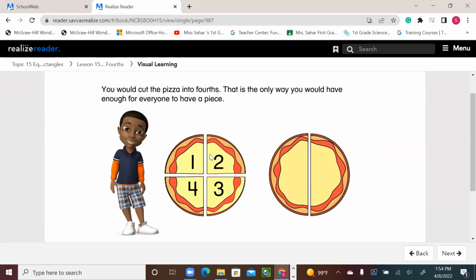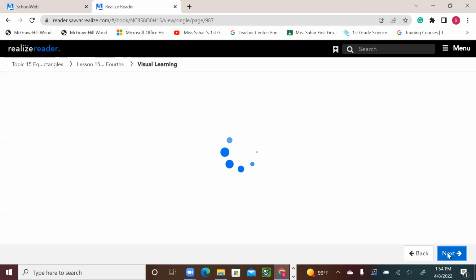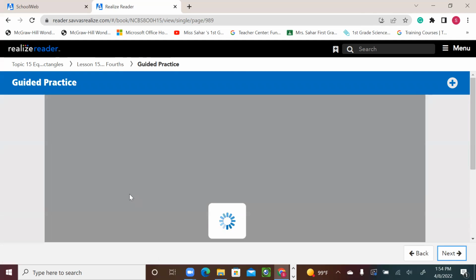All right, so in this lesson, we learned that half is more than 1/4. And also we learned that 2/4, 2 parts, 2 quarters makes 1/2. All right. Let's see our guided practice in your book, page 618.